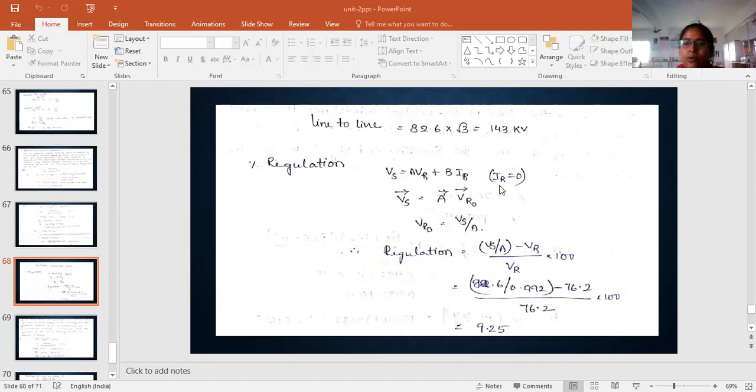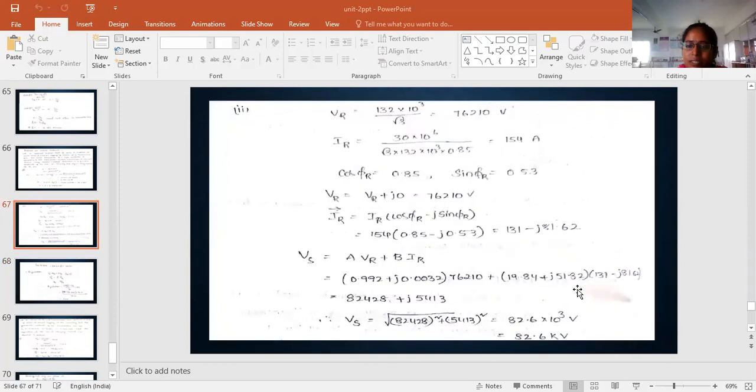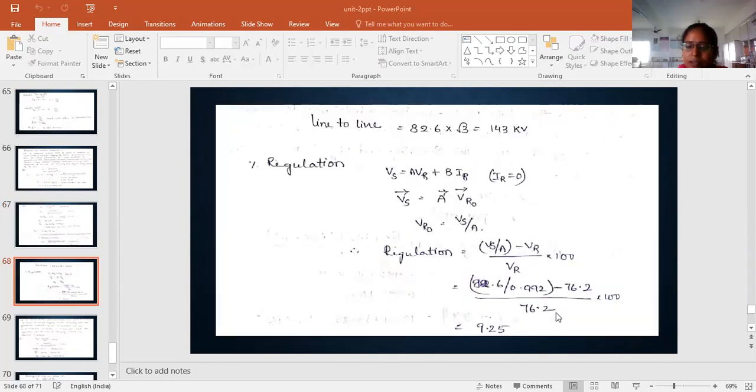For the regulation, we take the no load condition. So IR equals 0, and Vs equals A into VR. At no load, VR equals Vs by A. Regulation is the no load VR minus VR, divided by VR. So Vs value we calculated here, 82.6, substituted here, minus the VR value, which is 76.2. By placing the values, we can get the regulation value.